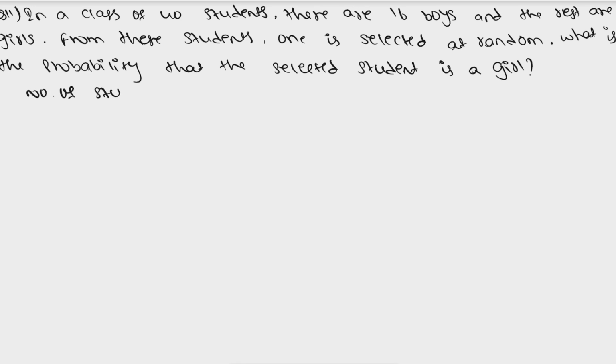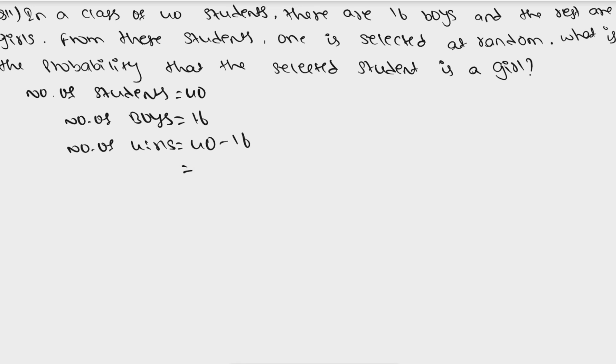First we'll write the given values. Number of students: how many students do we have in total? We have 40. Number of boys is equal to 16, which is given. To get the number of girls, we subtract the number of boys from the total, that is 40 minus 16, which is equal to 24. So we have 24 girls out of 40.